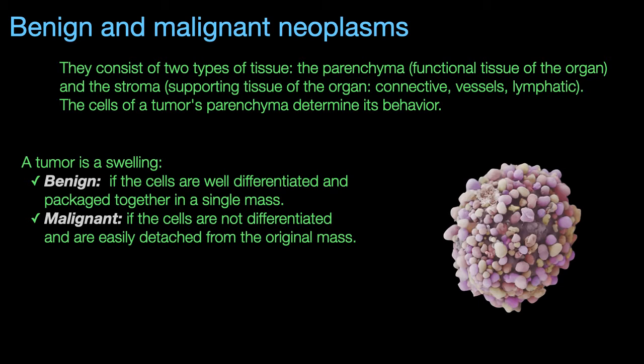Tumor, by definition, just means swelling, and it can be benign, where the cells are very differentiated and they are packed together in a single mass. Normally they are encapsulated. And then we have malignant tumors, where the cells are not differentiated, and they tend to invade the neighboring tissues, and you know that sometimes they travel big distances in a process we call metastasis.